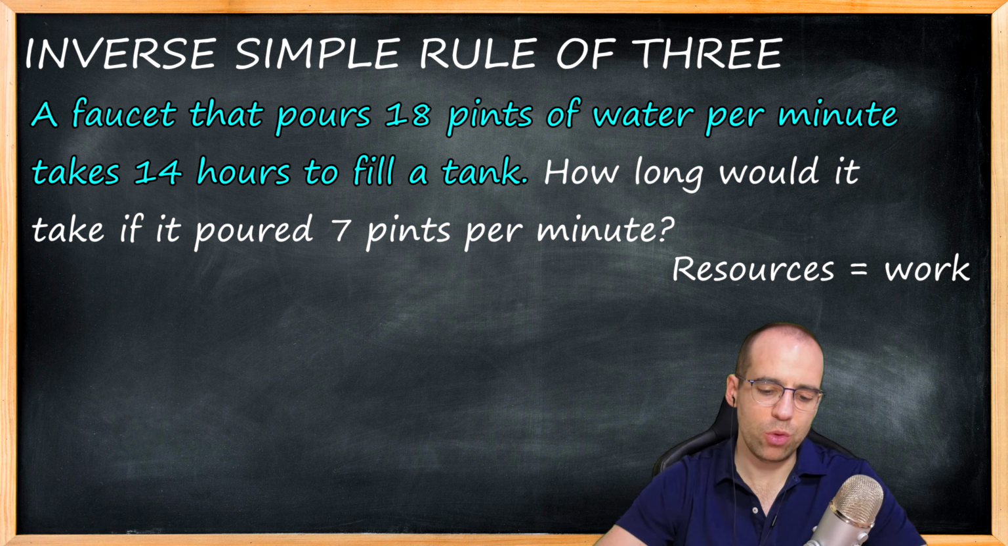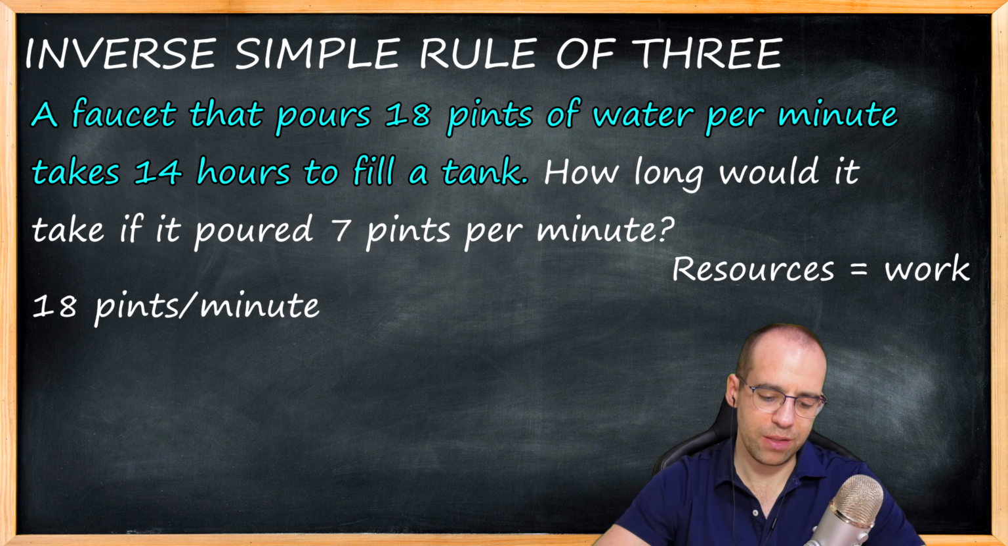A faucet that pours 18 pints per minute. There we have the first measurement. Is it a resource or a result? It's a resource. So 18 pints per minute times, it says it takes 14 hours. So that times would be 14 hours. To achieve what? The final result, which is the tank we fill. So here we have the first equality.